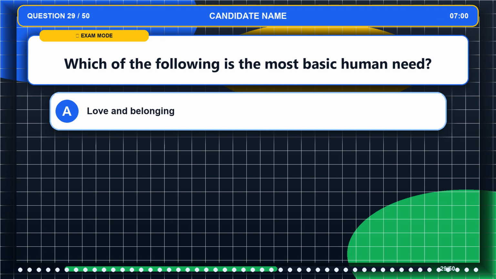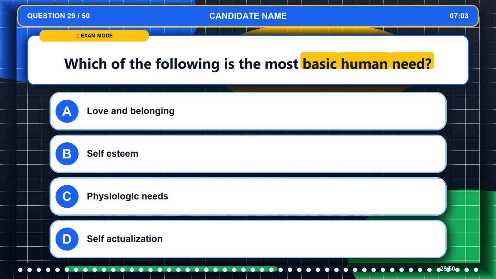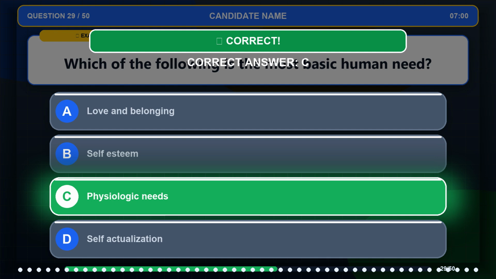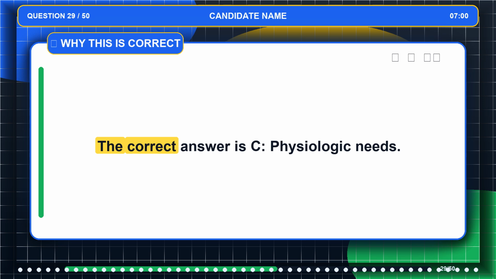Question 29. Which of the following is the most basic human need? Option A, love and belonging. Option B, self-esteem. Option C, physiologic needs. Option D, self-actualization. The correct answer is option C, physiologic needs.